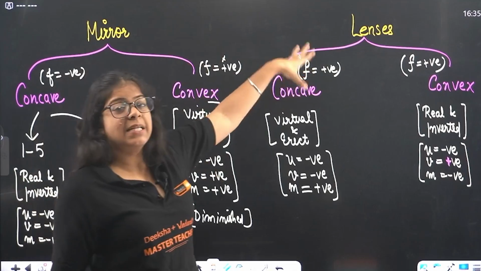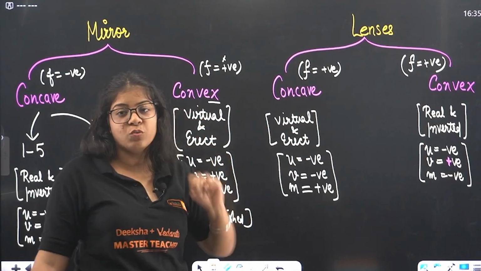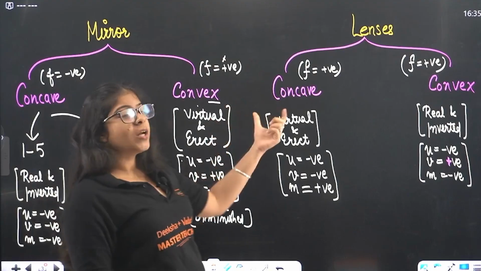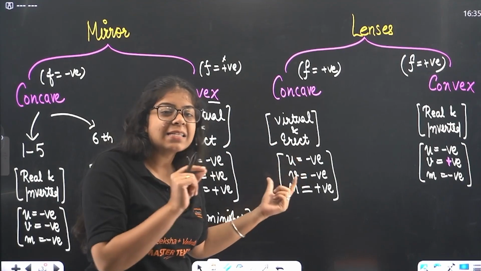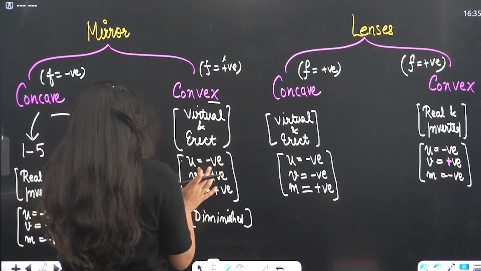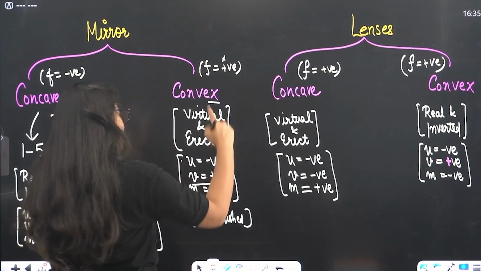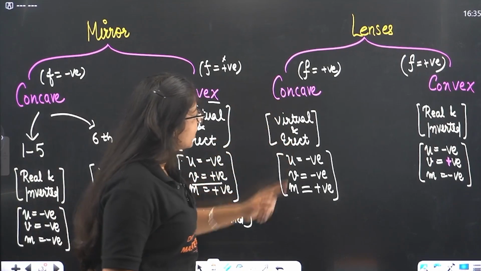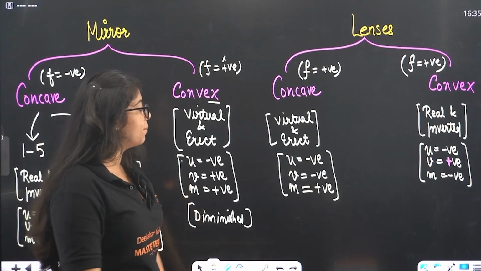Then coming to lenses. Now concave lens, similar to convex mirror, has just two cases. What are those two cases? Virtual and erect. U is always negative. But in this case, v is different than mirror. In mirror, if the image is virtual and erect, v will be positive. But in lenses, if the image is virtual and erect, v will be negative. That's the one difference you have to remember.